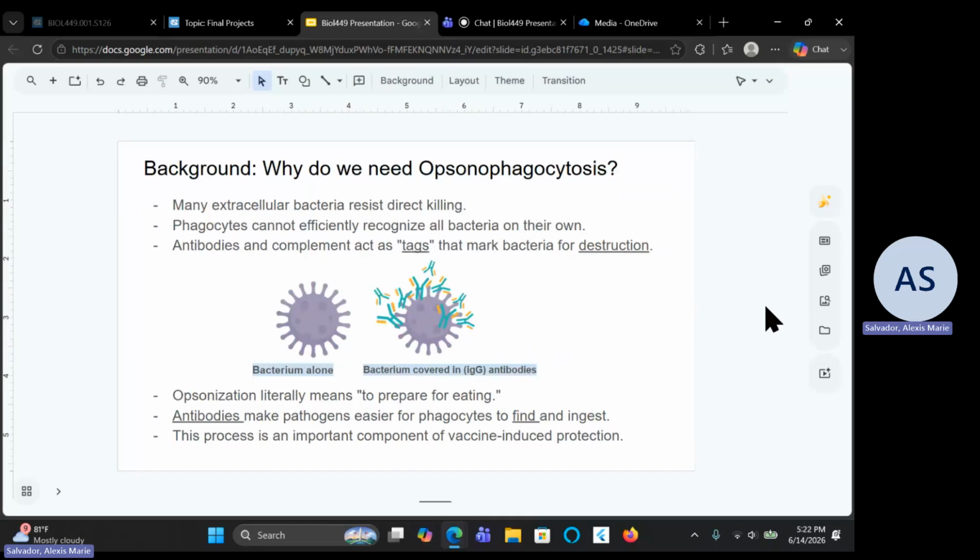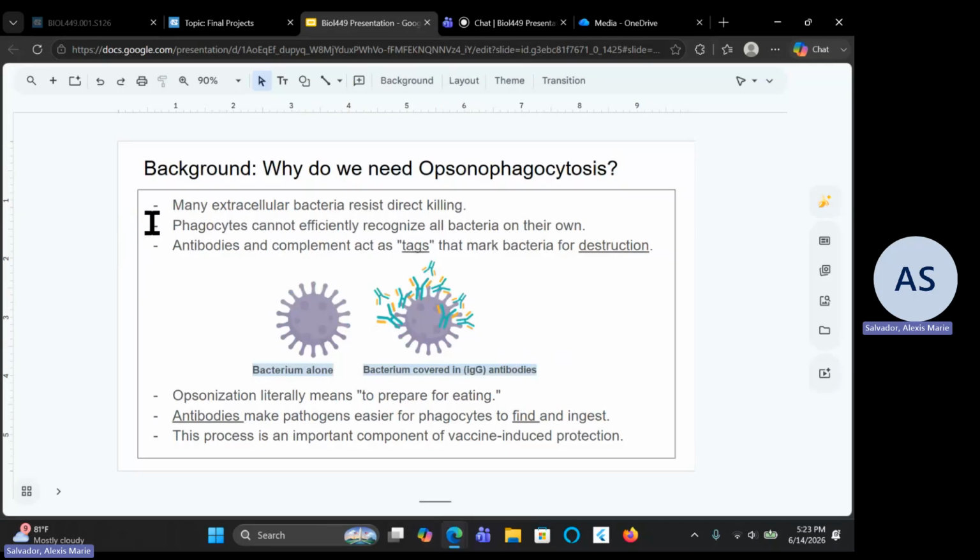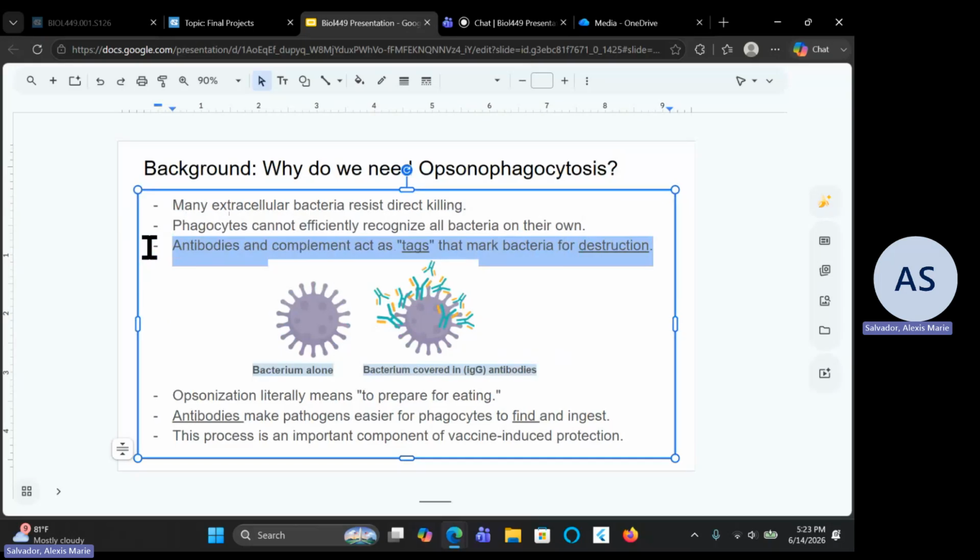So for a background, why do we need opsonophagocytosis? Many extracellular bacteria resist direct killing. Phagocytes cannot effectively recognize all bacteria on their own. So antibodies and complement act as tags that mark bacteria for destruction. This whole sentence right here is just the process of opsonization. Opsonization literally means to prepare for eating. Antibodies make pathogens easier for phagocytes to find and ingest, and this process is an important component of vaccine-induced protection.